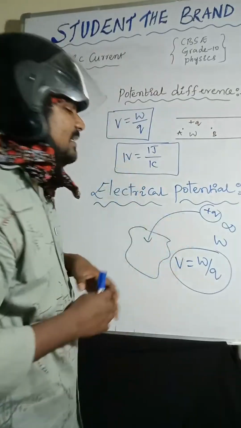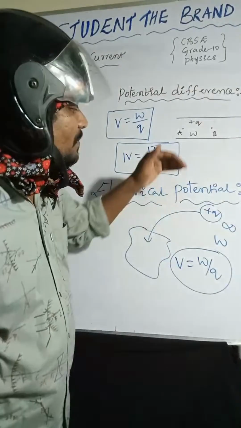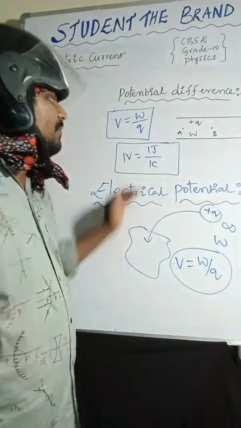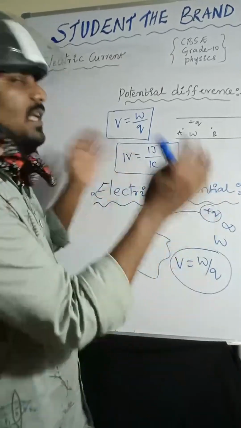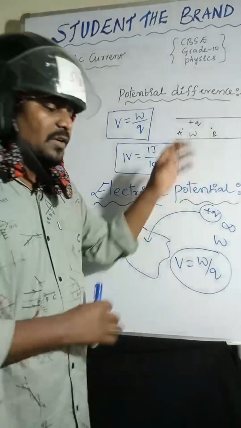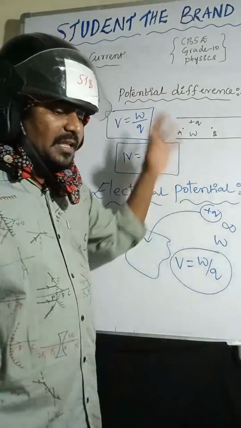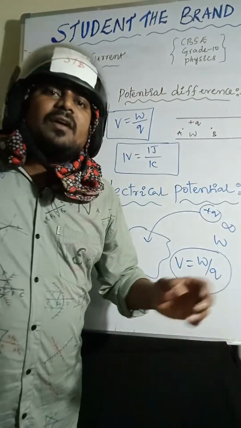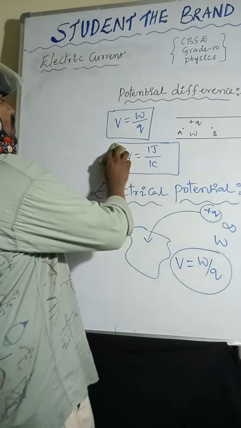Electrical potential is nothing but the work done to bring unit positive charge from infinity to the required field. From infinity to the required field is called electrical potential. So this is about potential difference and electrical potential. So now we are going to discuss one more topic, that is Ohm's law.